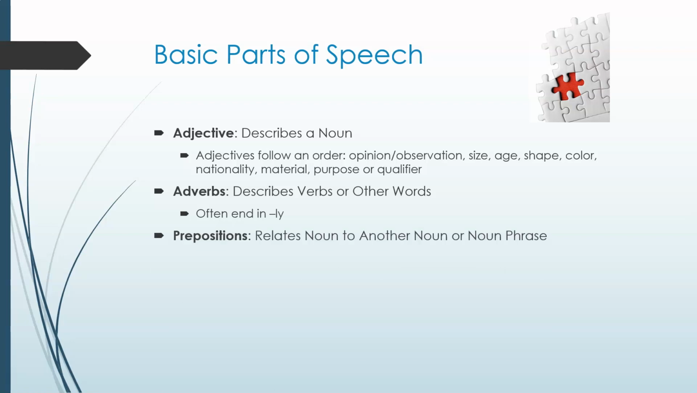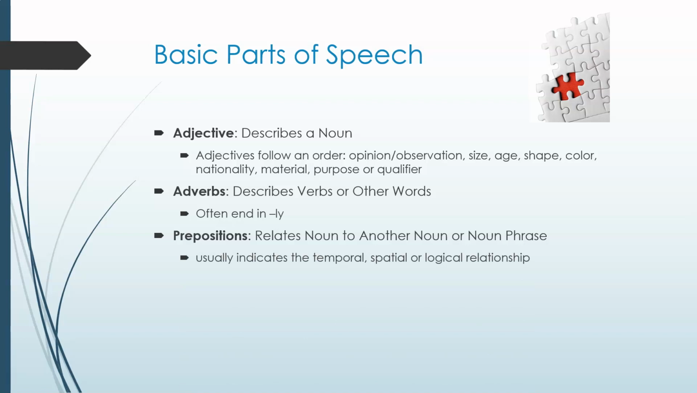Prepositions show the relationship of a noun to another noun or noun phrases. Only nouns. A preposition usually indicates the temporal, spatial, or logical relationship of its object, the noun it refers to, to the rest of the sentence.